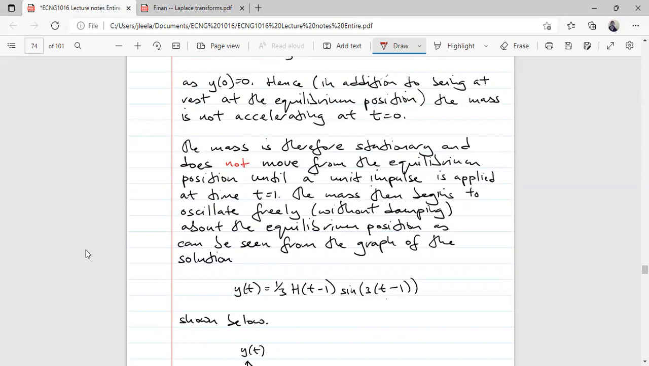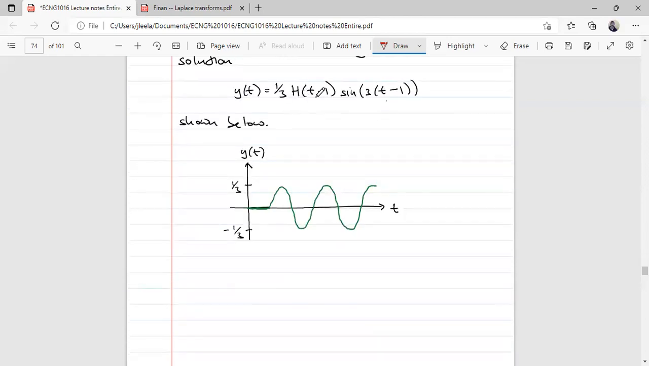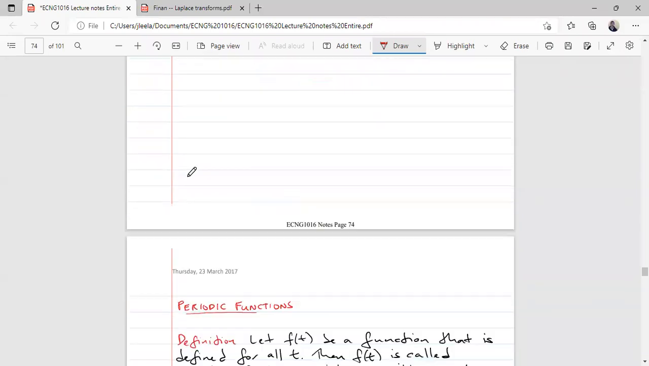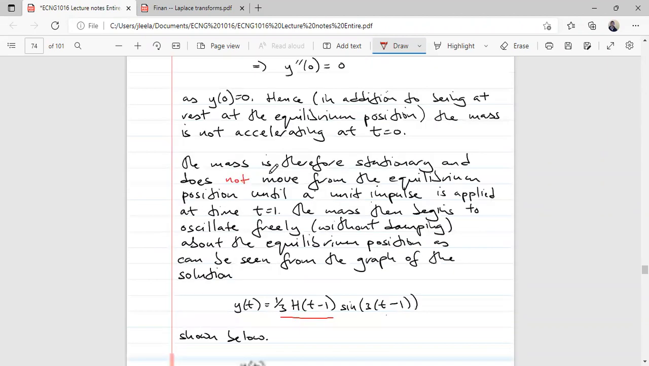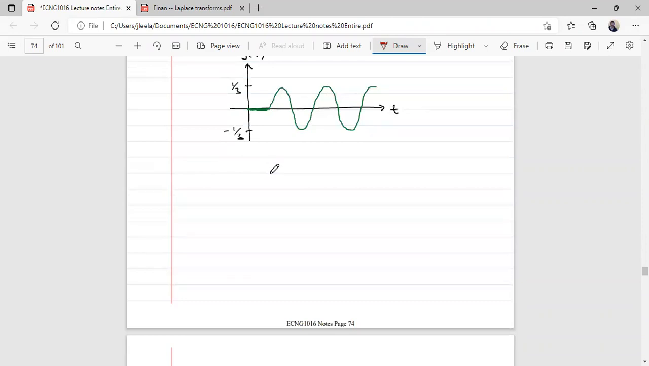The mass then begins to oscillate freely without damping about the equilibrium position, as can be seen from the graph of the solution. We could graph this here. You remember the Heaviside function: it's one third times h of t minus 1. Up to 1 it is at 0, and after it reaches 1, it starts moving in a sine formation, a sine graph. You have an oscillating wave going up and down between 1/3 and negative 1/3. So that is the theory behind the Dirac delta function.